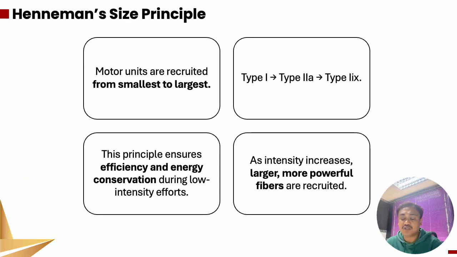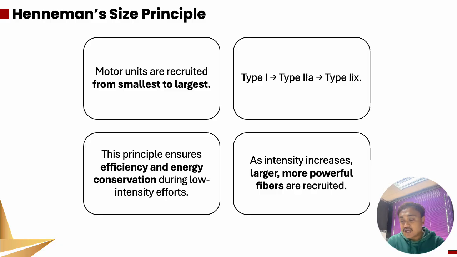Now this is one of the most important concepts, the Henneman size principle. Basically, it says that the motor units are recruited from smallest to largest. Okay, that means from type 1 to type 2A to type 2X or type 2B. So your body always starts with the slow twitch, low force fibers first. Why? Because they are efficient and they don't burn a lot of energy.